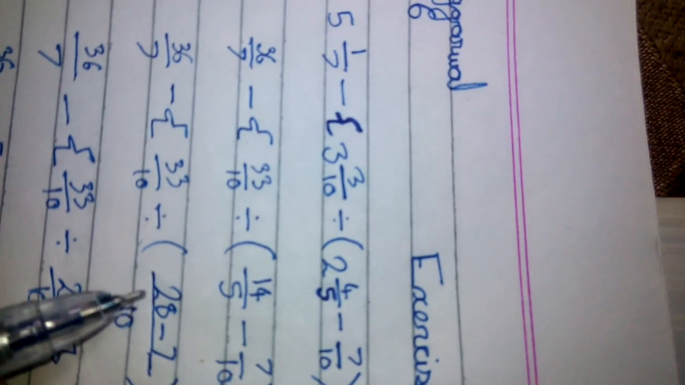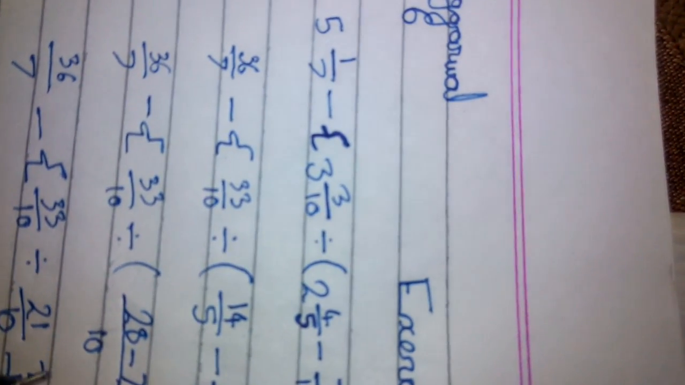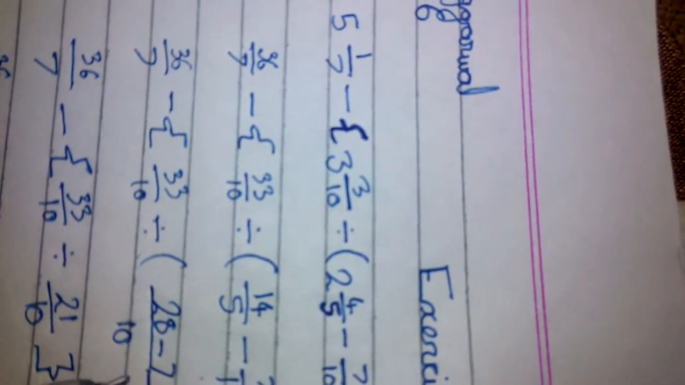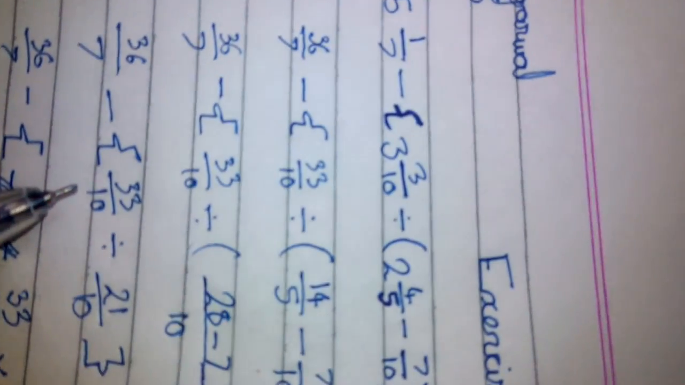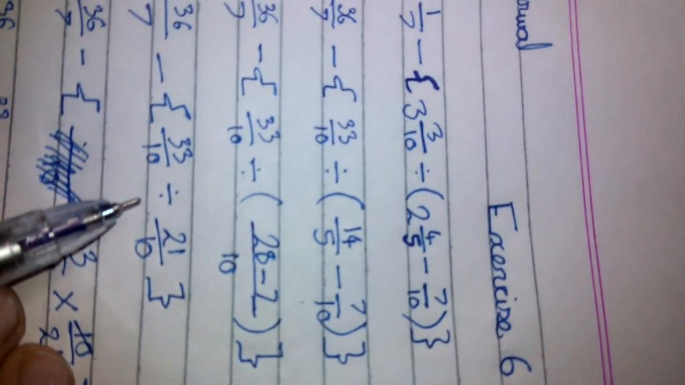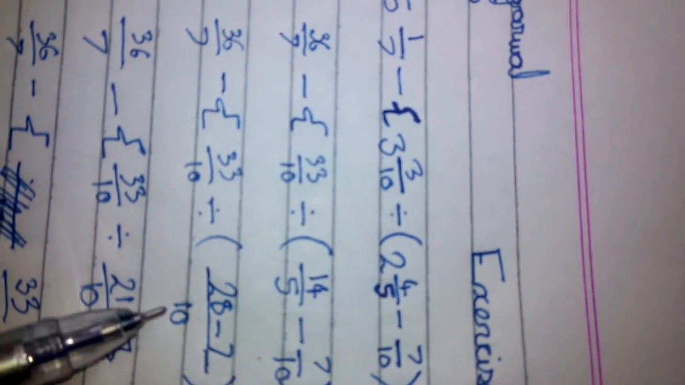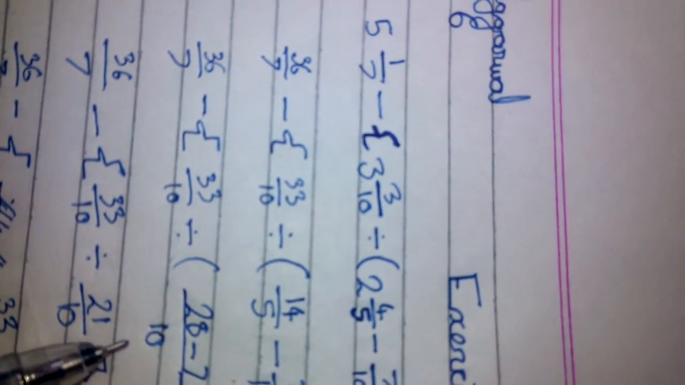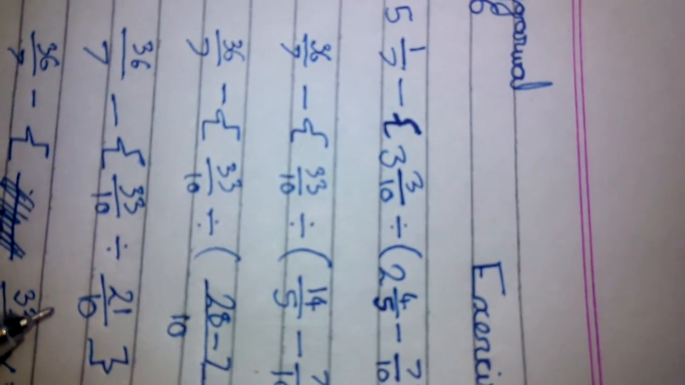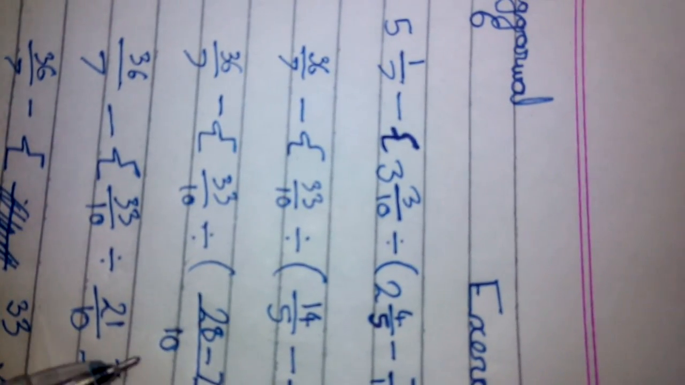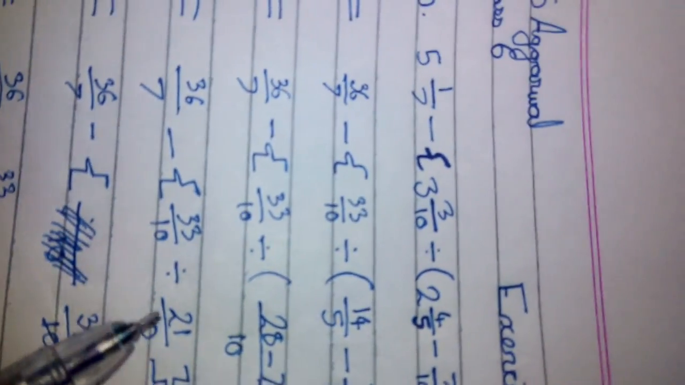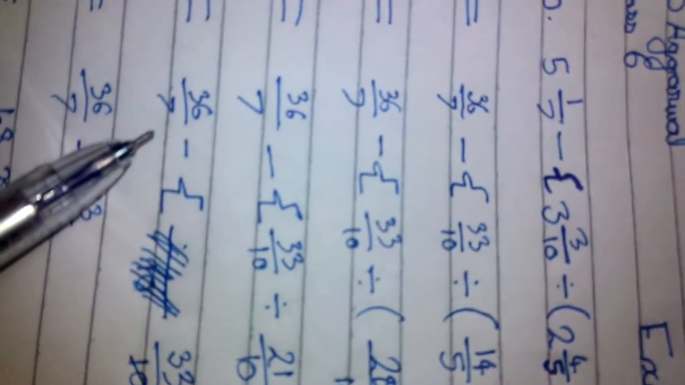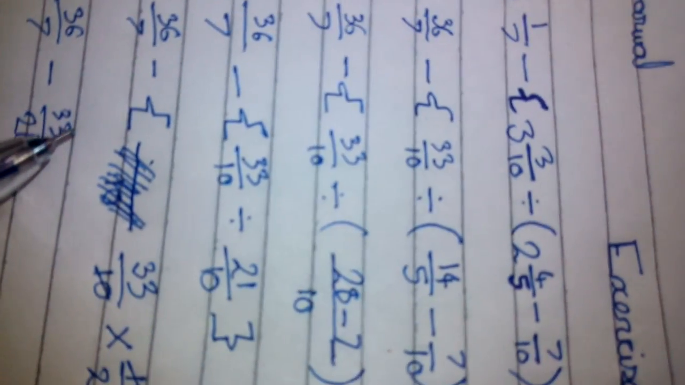And 14 into 2 is equal to 28. Then 10 by 10 is equal to 1, so minus 7. Okay? Then I just repeated everything over here. And instead of writing 28 minus 7 by 10, I wrote 21 by 10. It is because 28 minus 7 is equal to 21 and the denominator will remain. Okay? So next, this will be the same. Okay?